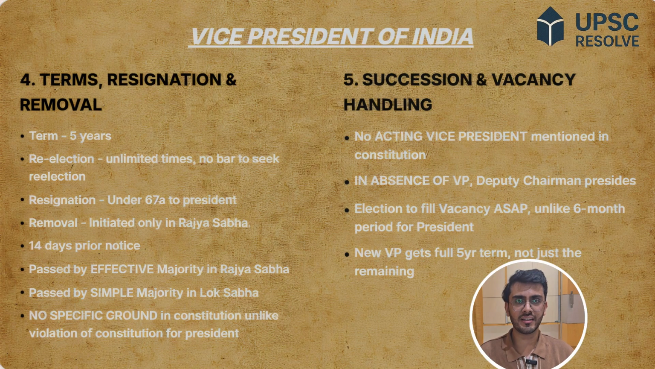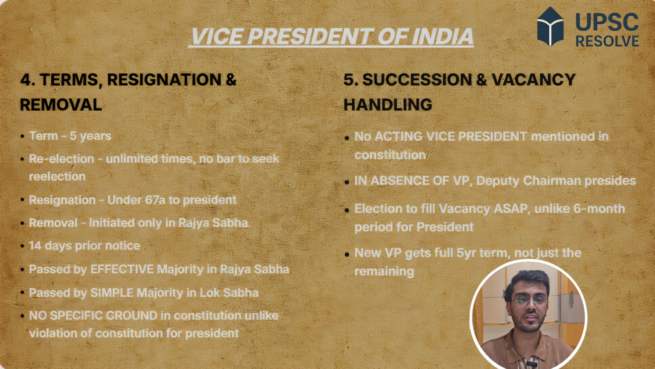Now we will discuss the term of Vice President, his resignation and the removal. First, the term of Vice President is fixed as 5 years. Please remember, the term of Vice President is 5 years. Then re-election: Vice President can stand for re-election any number of times. Then third, regarding the removal of the Vice President, this removal process can only be initiated in the Rajya Sabha, remember. Then 14-day notice should be given to the Vice President. Then he can be removed by an effective majority of Rajya Sabha.